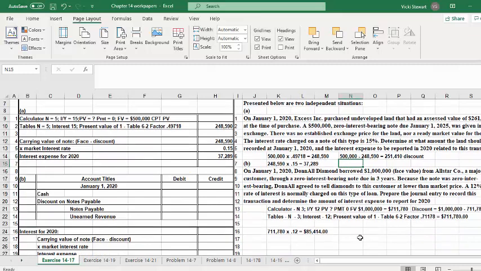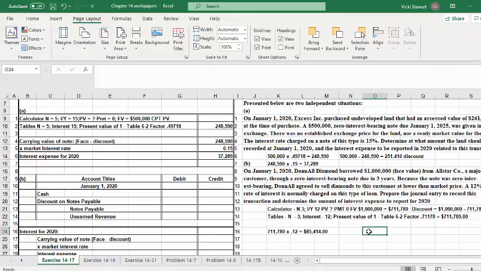The B part of the problem states that on January 1st, Donald Diamond borrowed $1 million face value from All-Star Company, a major customer, through a zero interest-bearing note due in 3 years. Because the note was zero interest-bearing, Donald agreed to sell diamonds to this customer at lower than market price. A 12% rate of interest is normally charged on this type of loan. Prepare the journal entry to record this transaction and determine the amount of interest expense to report for 2020.